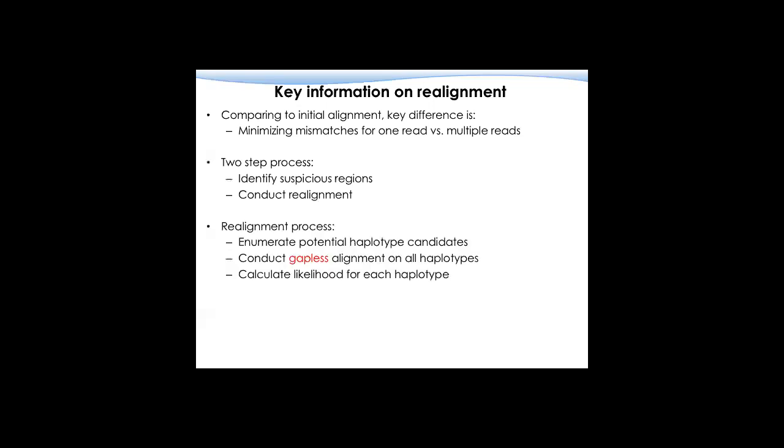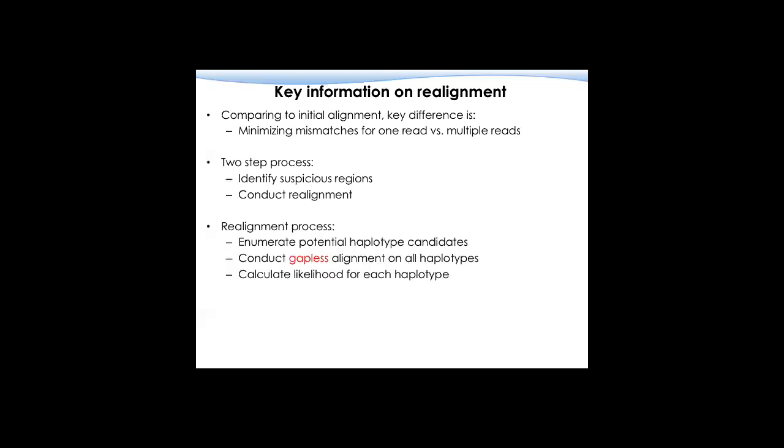Okay, so here is the key information summary, the take-home message for refined alignment. The first one is, when we do the refined alignment, we are not trying to minimize the mismatches of one read. We are trying to minimize the number of mismatches across all the reads in this particular region. That is our goal. There is a two-step process. The first is to identify suspicious regions. The second is really to do the realignment.